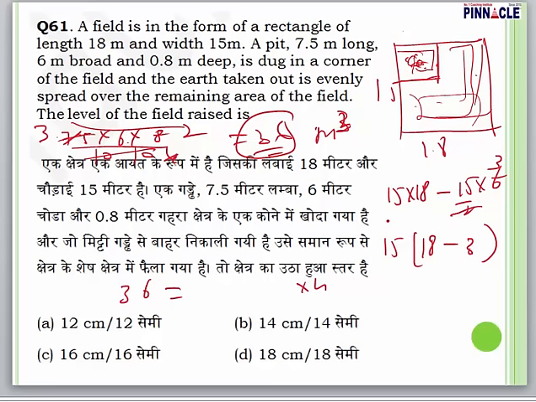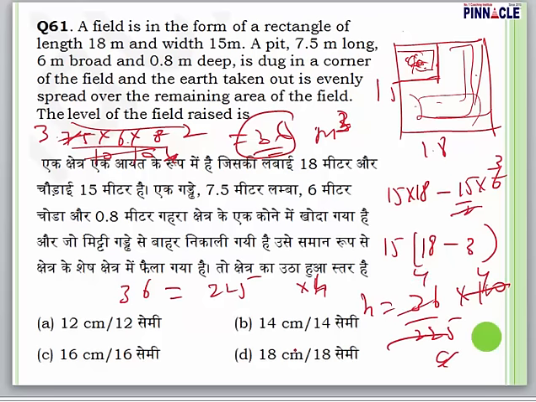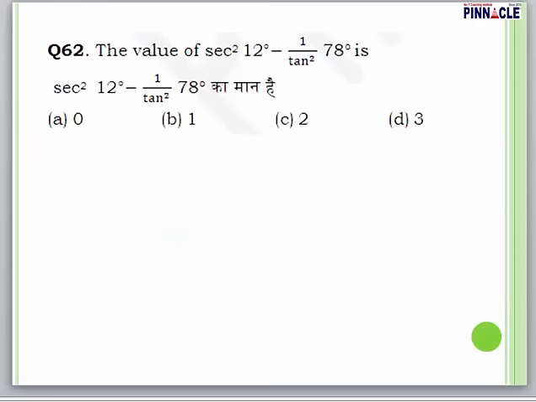225 is the area, and into h. So value of h should be equal to 36 divided by 225. This would be in meter, but answer is in centimeter, so multiplied by 100, it will be in centimeter. 4 into 4, 16 centimeter should be the answer. Answer is C. Next question, question number 62.